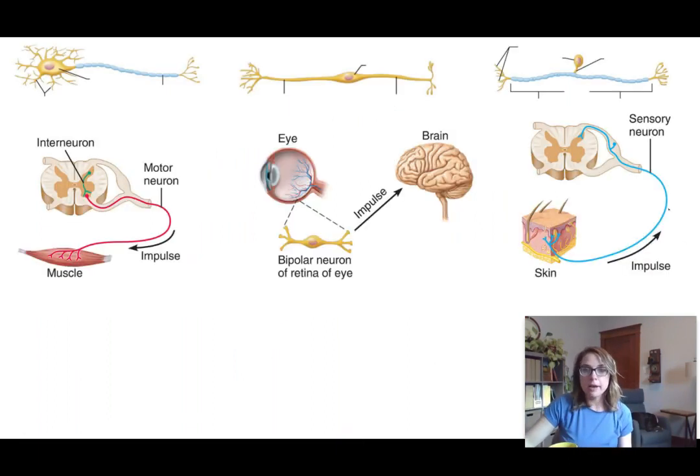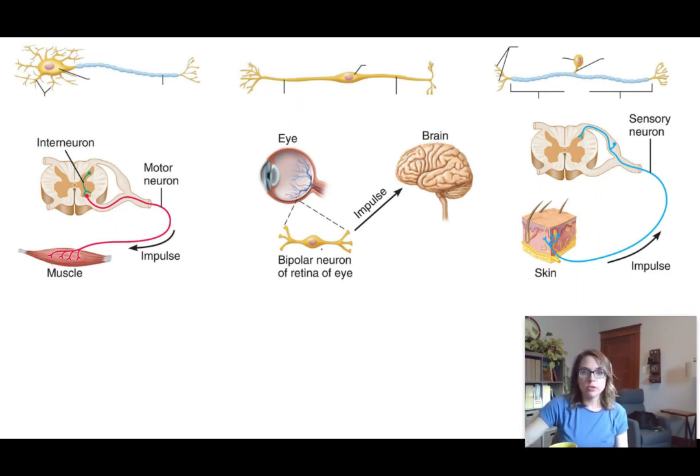So this is just showing our neurons with where and how they function in the body. This is my multipolar neuron. It would be this neuron here in red. Notice how it's going from this right here, that's the spinal cord, out to my muscle to send some signal.